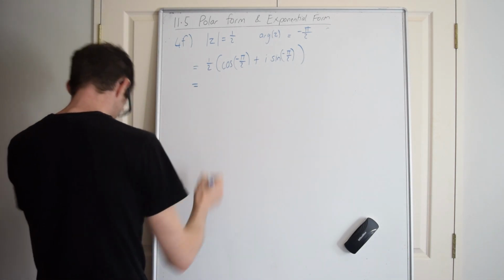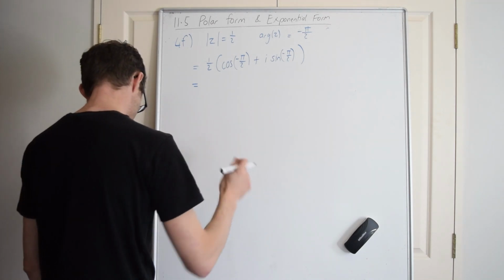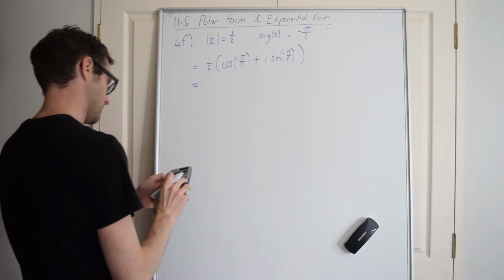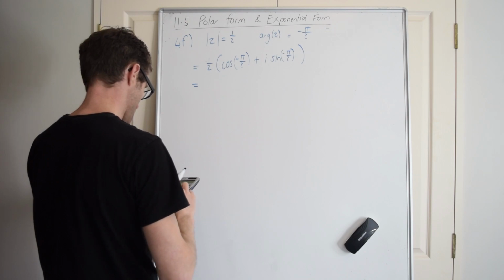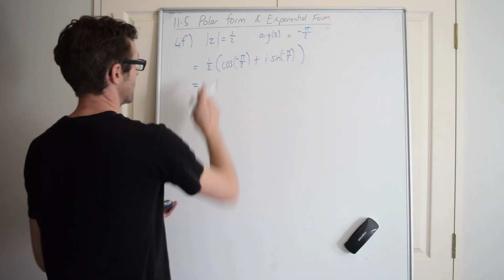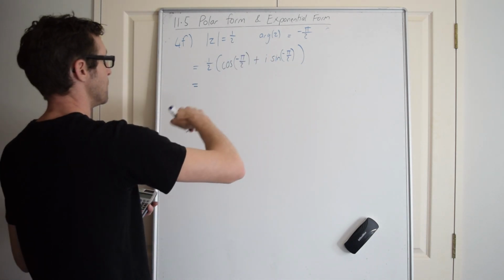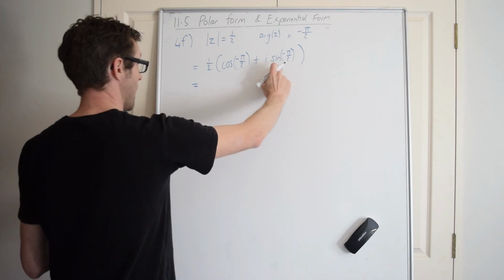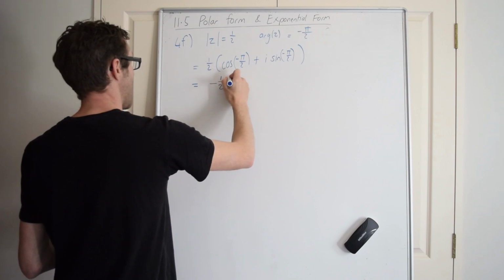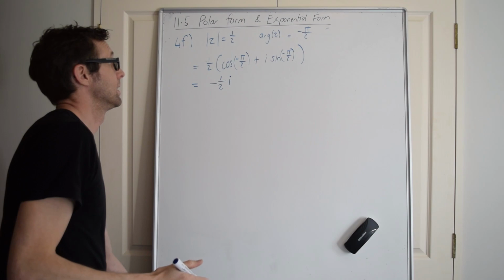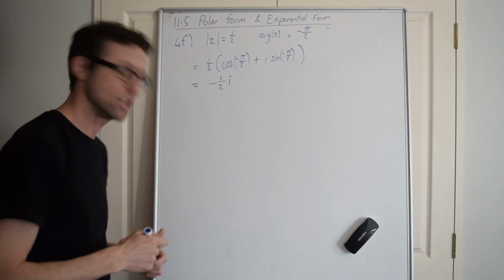Okay, now what does this give us? Well, when we expand this, we're going to have 1/2. Now, what's cosine minus pi over 2? I think it's 0 again, isn't it? Let's just check that. Cosine minus pi over 2 is 0. Yeah, so half times 0 is 0. And this one should be minus 1. So we're going to have minus 1/2 i. And that would be turning this from polar form into Cartesian form.